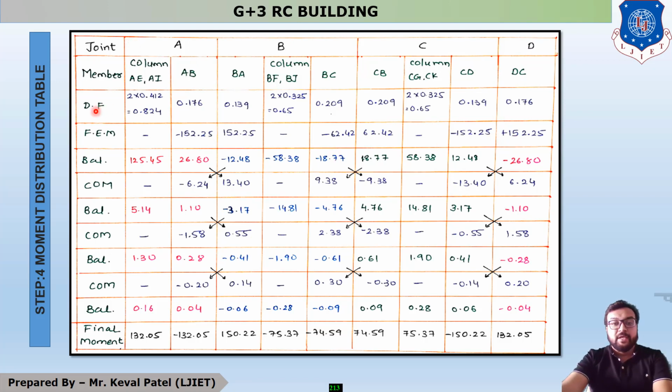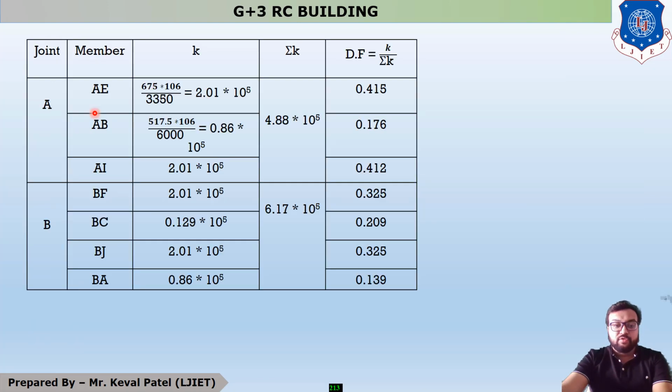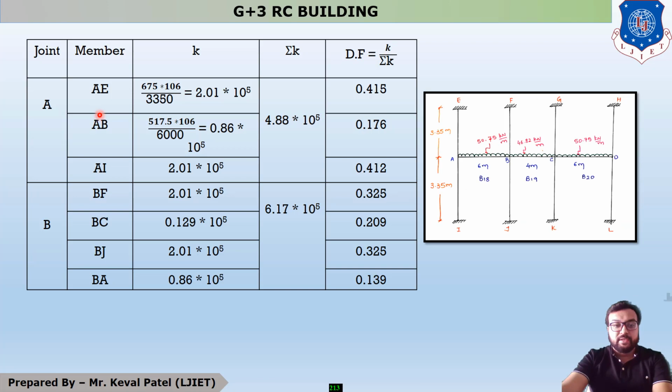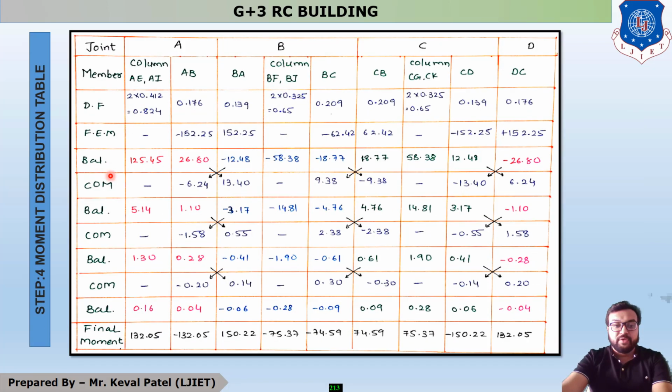The next step is to write the DF. DF means distribution factor. Students, this distribution factor is found from here. What is the distribution factor of AE? It is 0.412, and AI is also 0.412. So 2 into 0.412 is 0.824. For AB, it is 0.176.